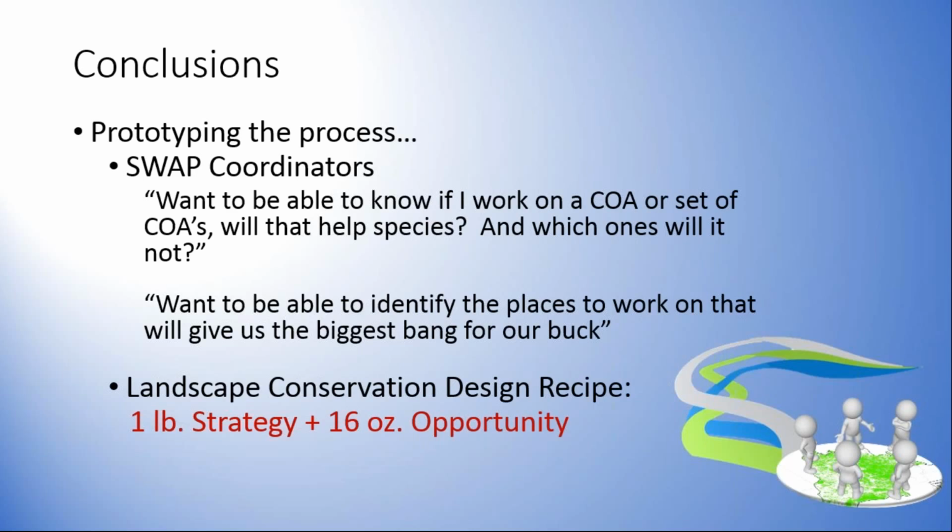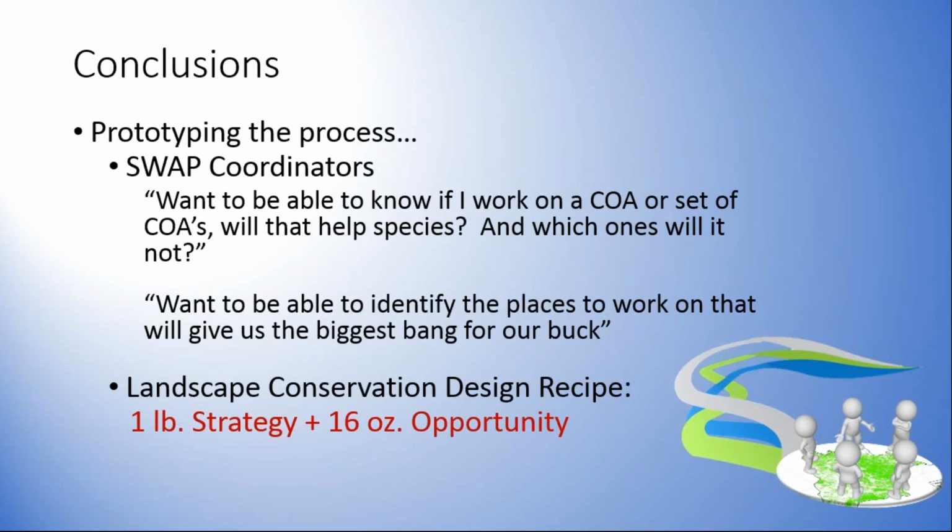They were, I want to be able to know if I work on a COA, which is a priority area or a set of areas, will that help species? And which ones will it not? And then the other one says, I want to be able to identify the places to work on that will give me the biggest bang for our buck. It was kind of funny because I thought to myself, those are what you want out of this in the future, and I really thought we demonstrated we could do that, but maybe I didn't demonstrate that. I got to think about it a little more, and I realized, you know what, we're not.